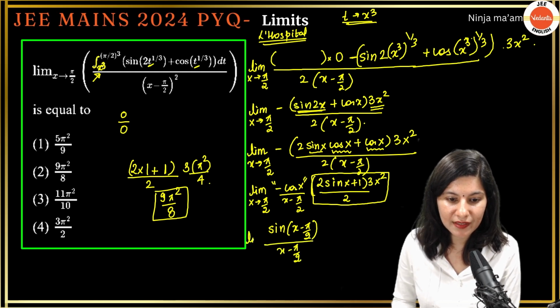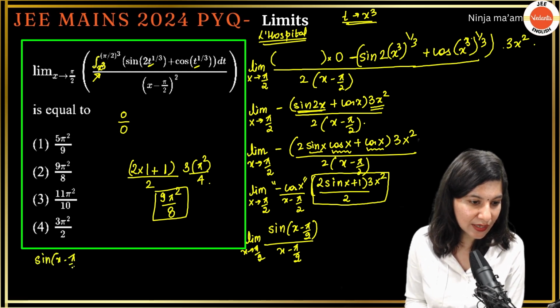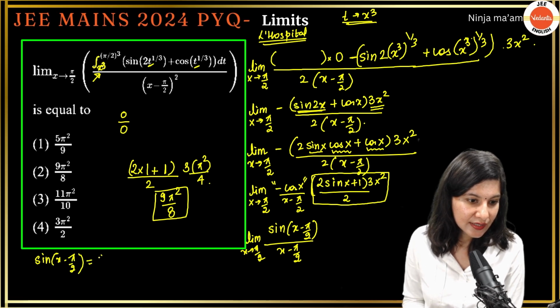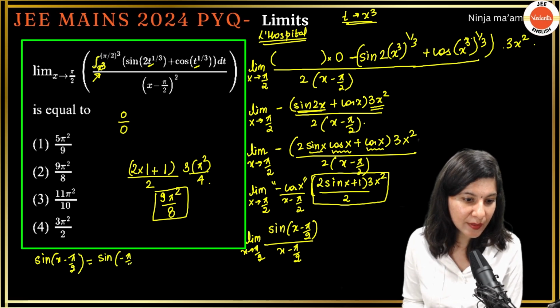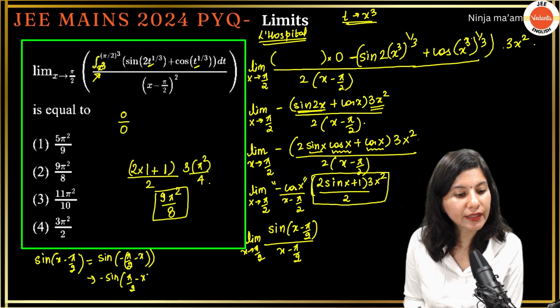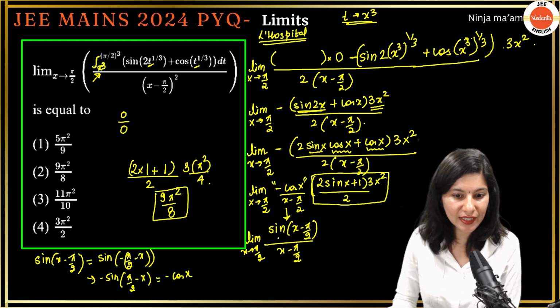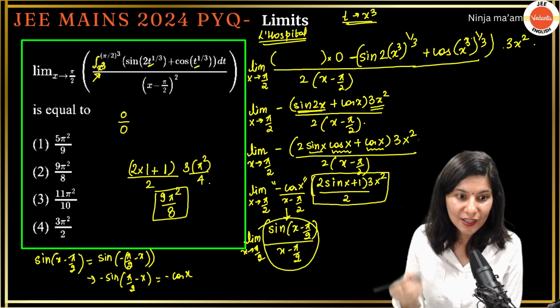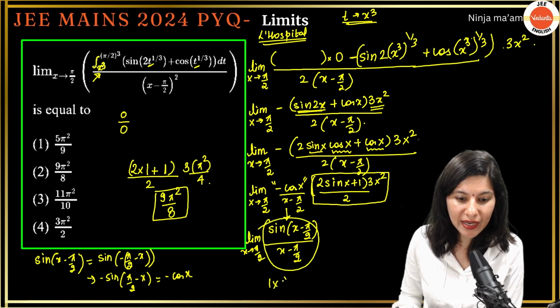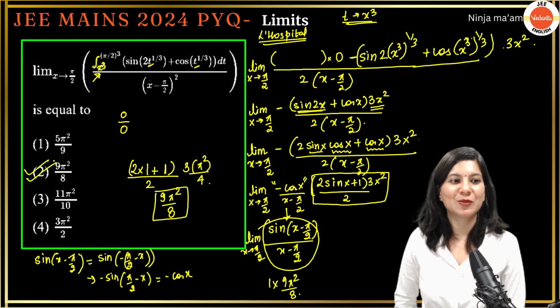This is the limit as x tends to pi by 2. Now, sine x minus pi by 2, if you calculate, is sine of minus of pi by 2 minus x. This is minus of sine pi by 2 minus x, which is minus cos x. So minus cos x is written down as this only, and this limit is coming out as 1. So finally, you are getting 1 multiplied by 9 pi square by 8. That is your correct answer. Option B is absolutely right.